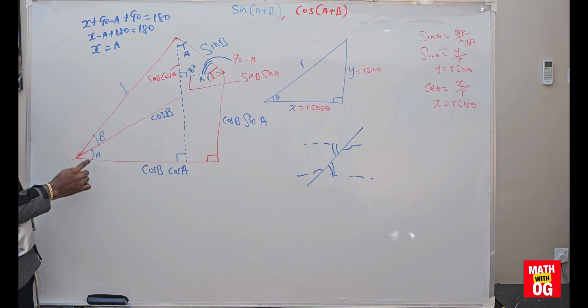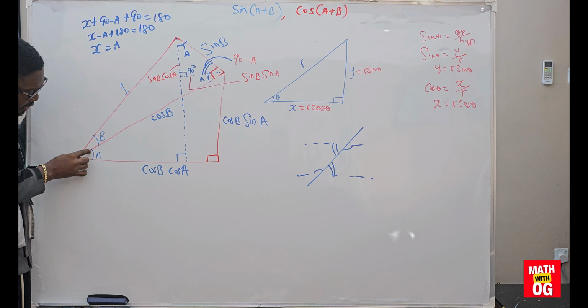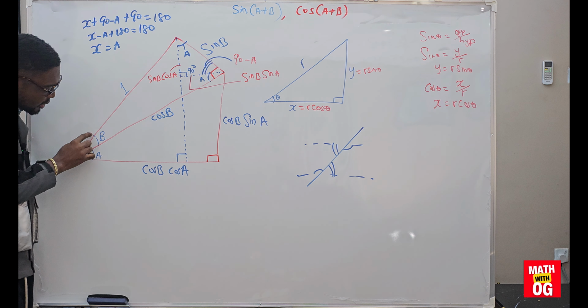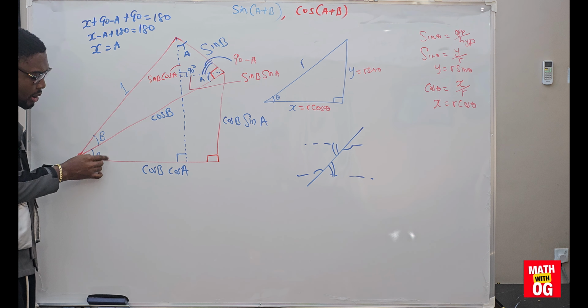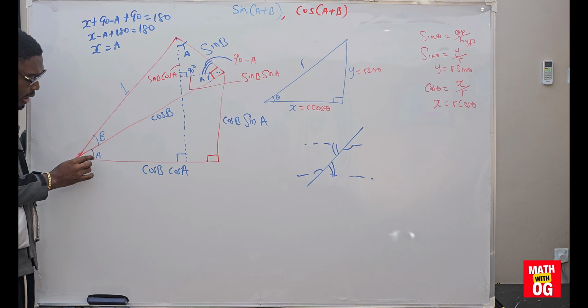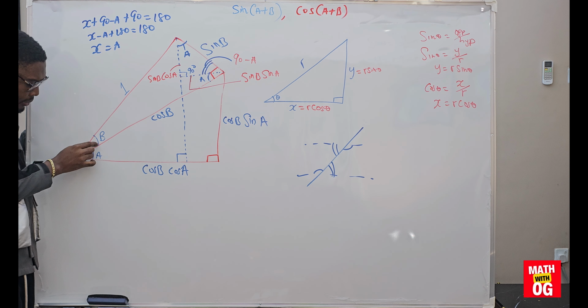Now, if you look at what you have on the board, if from here to here is A and from here to here is B, it means that this full angle here is A plus B. I repeat, if from here to here is A and from here to here is B, it means that this full angle here is A plus B.